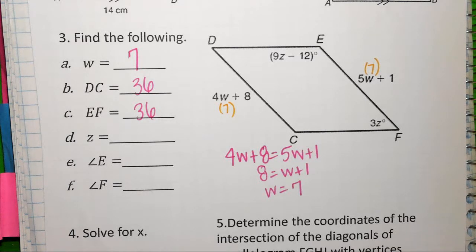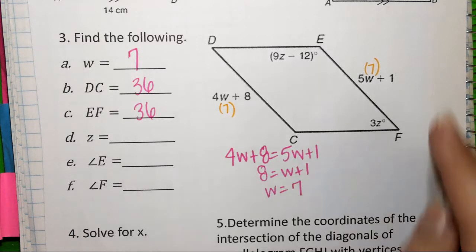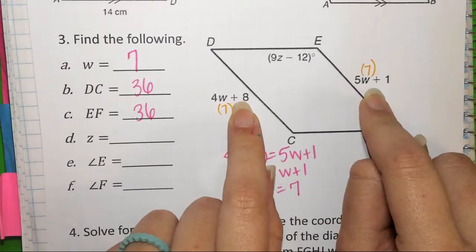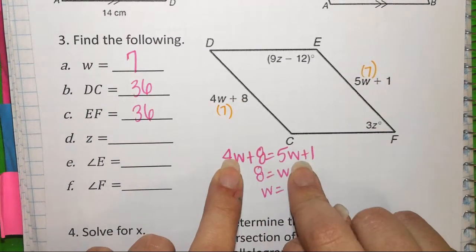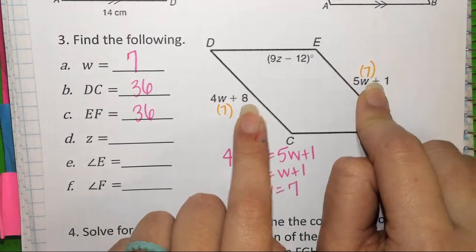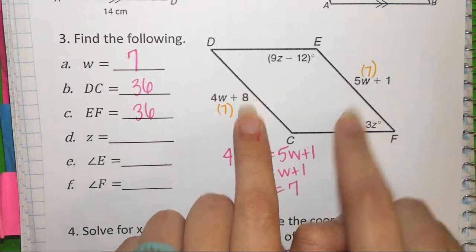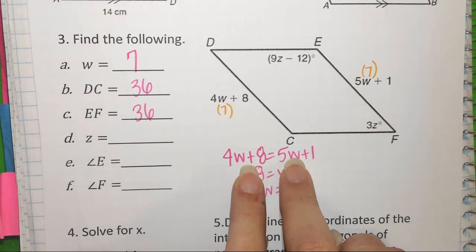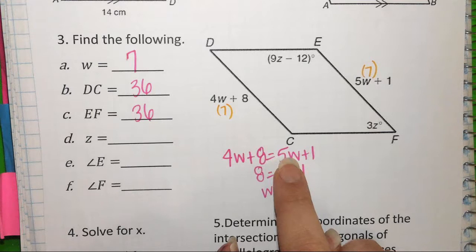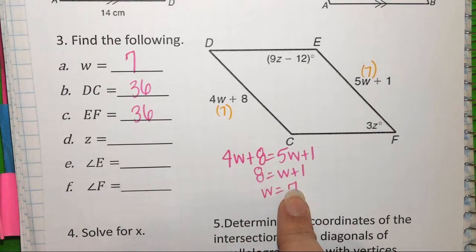Taylor, do you want me to walk through it one more time? Okay, so the first thing we did was we took our opposite sides and we set them equal to each other because they're parallel. Opposite sides of parallelograms are congruent. That means that you set them equal. Then we subtracted 4W, we subtracted 1, and we got W equals 7.